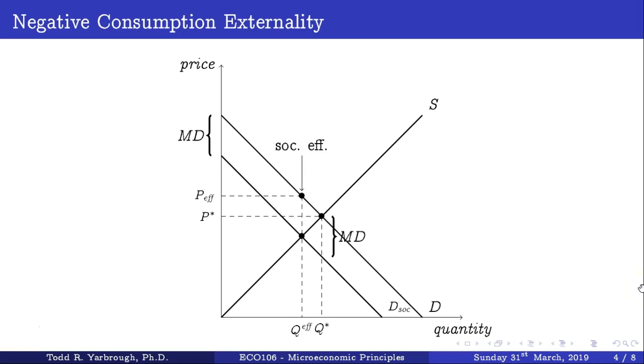And as before, we can add a little bit more detail to fully understand this. We see that under the private market equilibrium, once again, there's deadweight loss. So regardless of where the negative externality comes from, on the consumption side or on the production side, the result is that the private market equilibrium is inefficient, producing deadweight loss. The socially efficient equilibrium, on the other hand, is efficient and produces no deadweight loss.